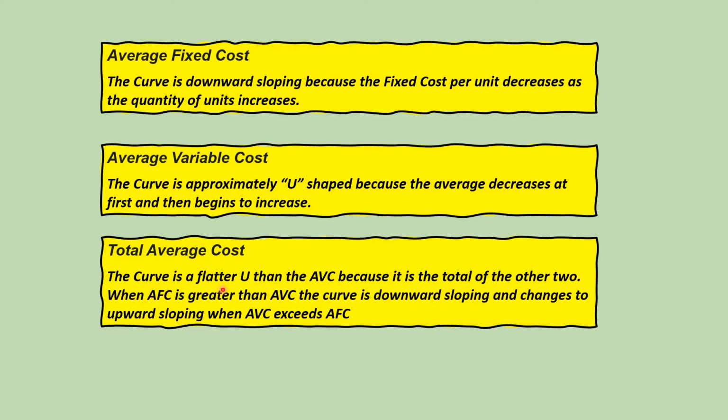Total average cost, the curve is a flatter U than the AVC because it is the total of the other two. When the average fixed cost is greater than the average variable cost, it's downward sloping. And when that changes and the average variable cost becomes greater than the average fixed cost, it changes to upward sloping, and that's why you get the U shape. Okay, let's move on to the next part of the question.